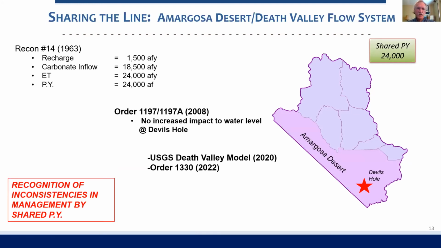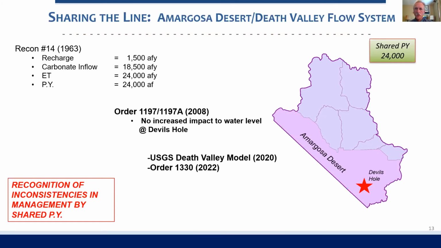So in this example, the establishment of a shared perennial yield for multiple individually managed hydrographic areas poses a logistical problem because moving points of diversion further from Devil's Hole is encouraged, but moving points of diversion across established basin boundaries actually violates Nevada water law.